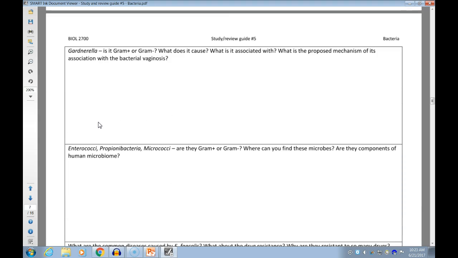Gardnerella associated with bacterial vaginosis. Proposed mechanism. Remember we discussed the antibiotic treatment, decrease in lactobacilli numbers in the vaginal microbiome, and Gardnerella starts to proliferate.